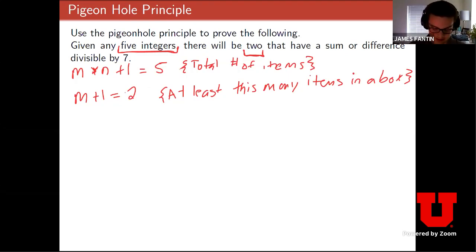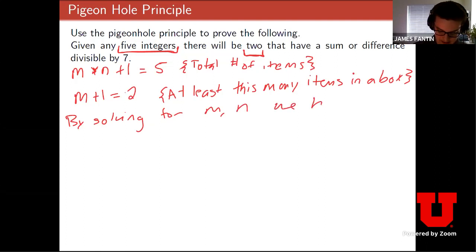So these are the 2 formulas given by the pigeonhole principle for this problem. And then we've got 2 formulas, 2 equations, 2 unknowns. We can solve for them, right? So by solving for m and n, we have first, m plus 1 is equal to 2, so m is equal to 1. And then if we plug m equals 1 into the first formula, we'll have n plus 1 is equal to 5, or that n is equal to 4.